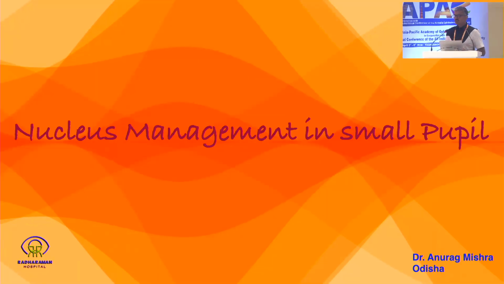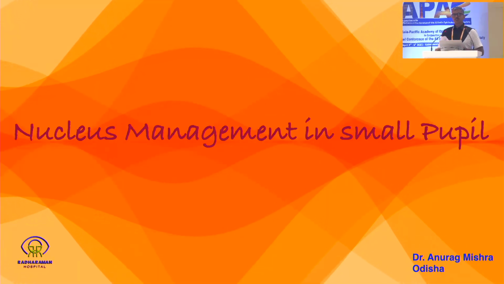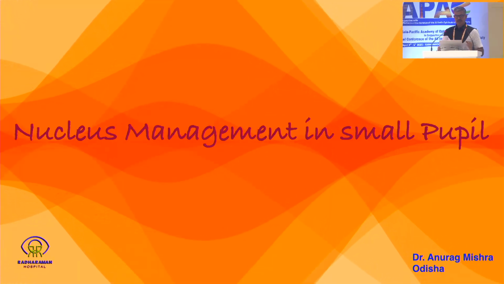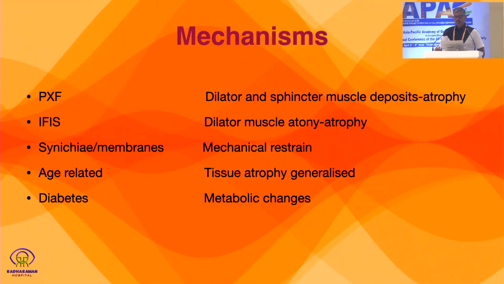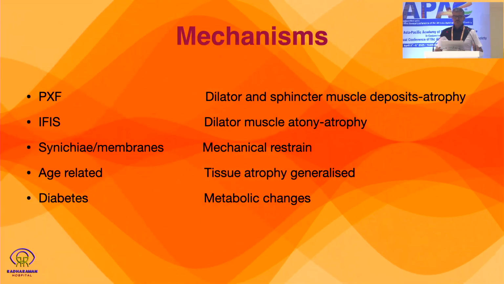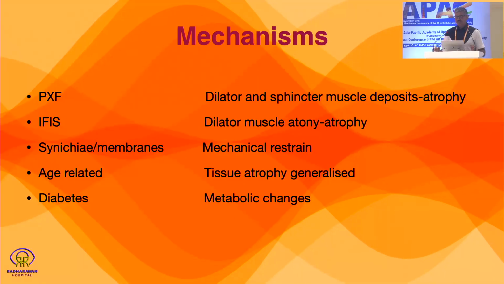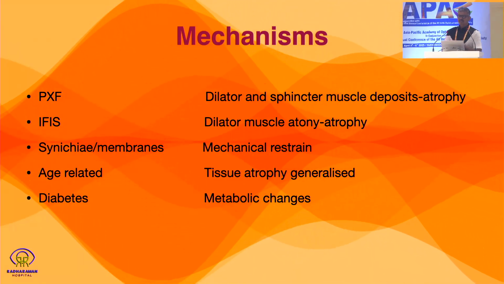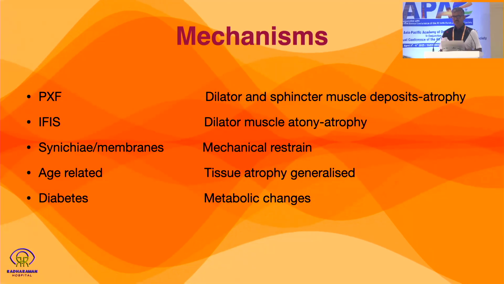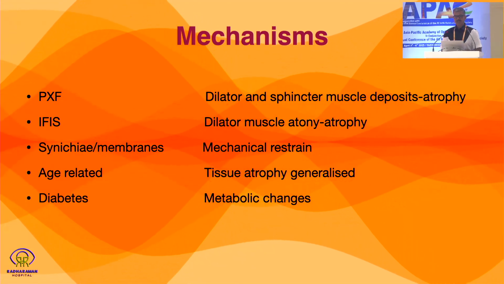Before we go to the management, and the nucleus management in particular in small pupils, let's just try to outline the causes of small pupil occurrence in those situations. Basically, these are all systemic conditions. PXF, pseudoexfoliation syndrome, causes a generalized atrophy and muscle deposits on both the dilator and the sphincter muscles. That's the reason why it causes small pupil.